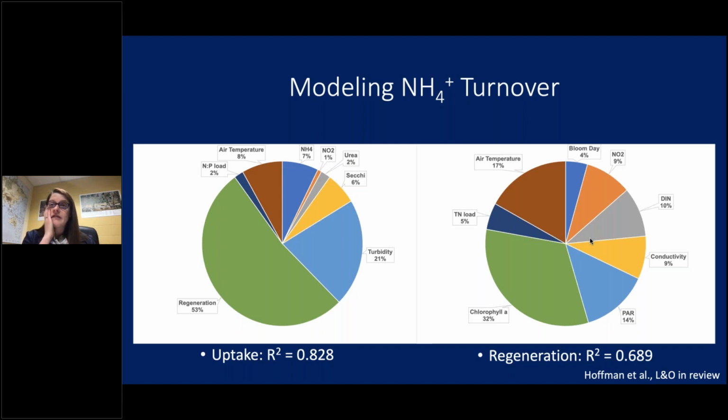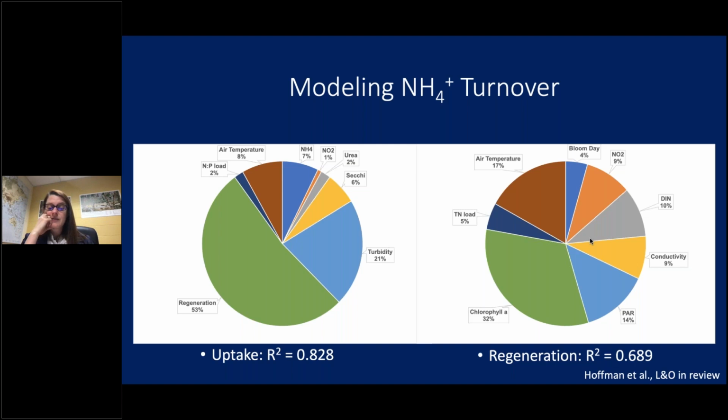So this is well and good and exciting. I was really excited about it anyway. But there aren't very many people in the world who are going to measure uptake and regeneration, although if anyone wants to start doing it, let me know. I'm happy to share the wealth.